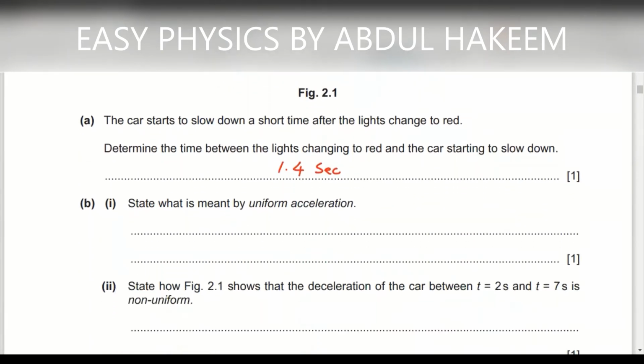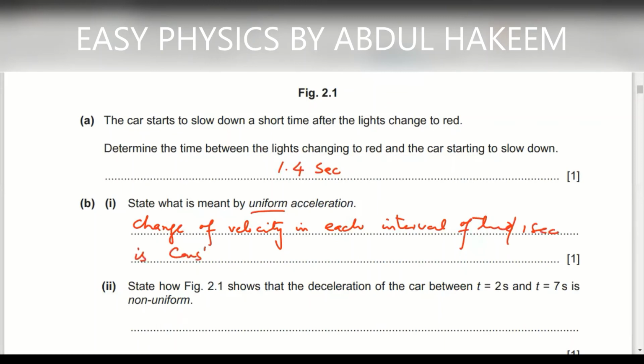Now the question is, state what is meant by uniform acceleration. Uniform acceleration means the change of velocity is constant in each interval of time, meaning in every second it is constant, meaning the delta V is constant. So in each second, the velocity is changing constantly, uniformly, steadily, hence the acceleration is uniform.